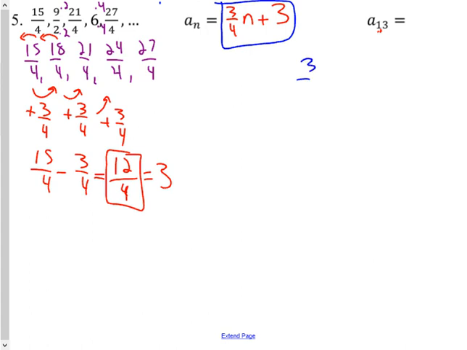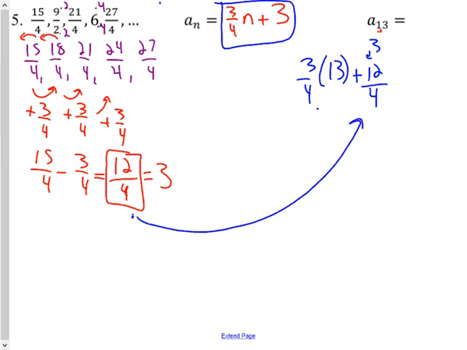Okay. So now the 13th term, right? And this is where the fourths might help, because we're going to plug in 12/4 here, because it will help us add anyway. Again, that's where the 12/4 came from. So 39 plus 12 gives us 51/4, and that's going to be our answer.